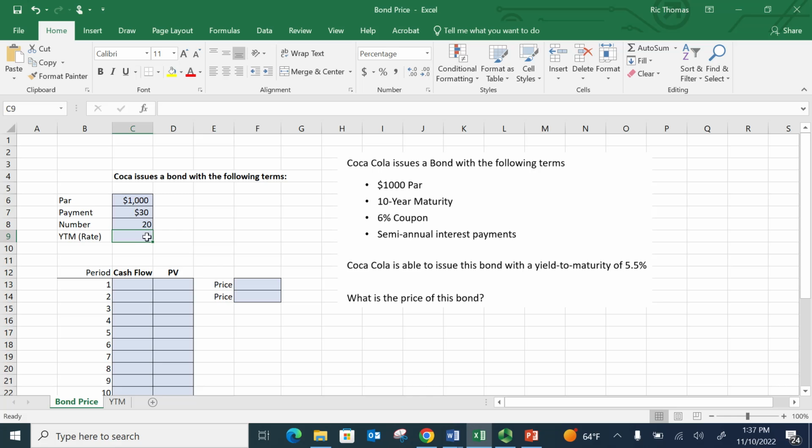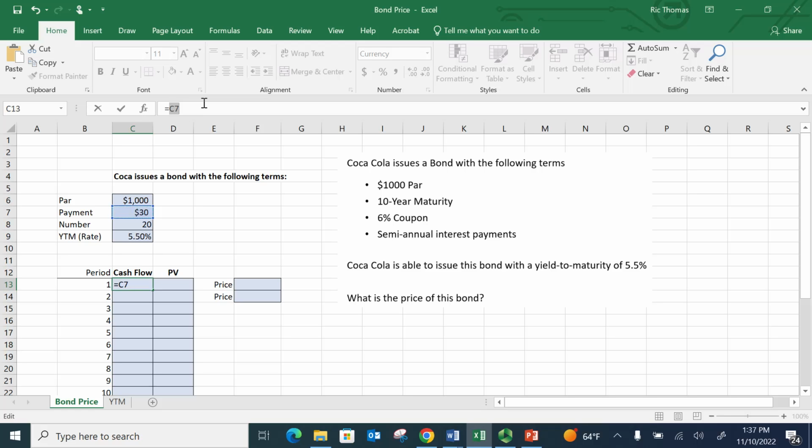The yield to maturity, we know that that's 5.5%. Now, here's the challenge. The yield to maturity, we're going to discount it at half of that because we're going to make two of those a year, and you'll see this when we discount these cash flows. So the discount rate's actually going to be half of 5.5%. I'll show you that. Okay, the cash flow. So we got that. We know that that's going to be $30 every single 6 months.